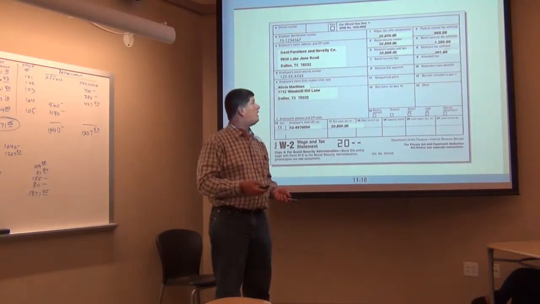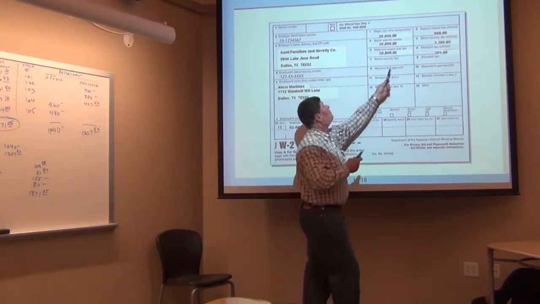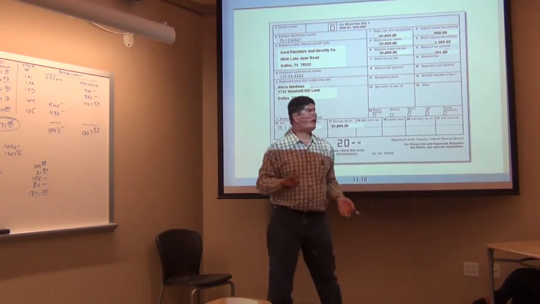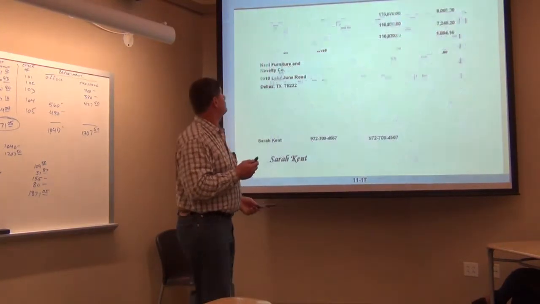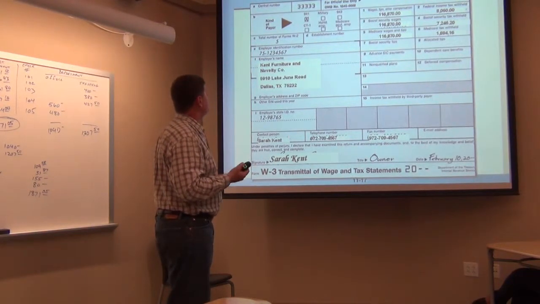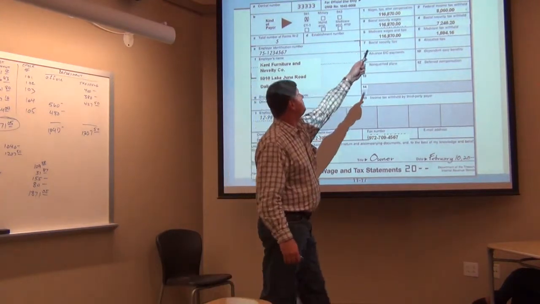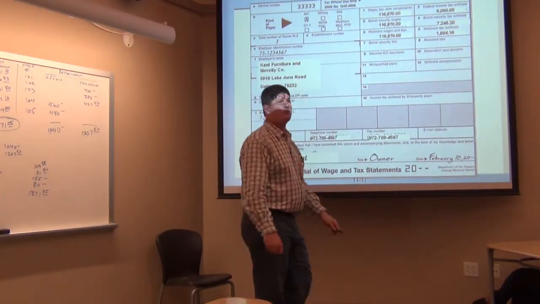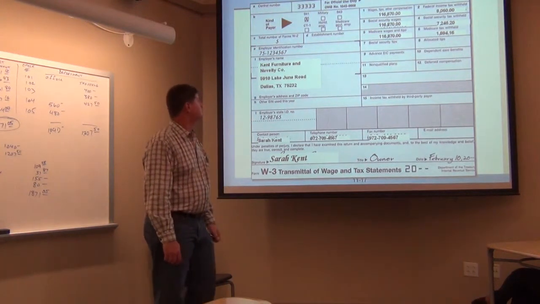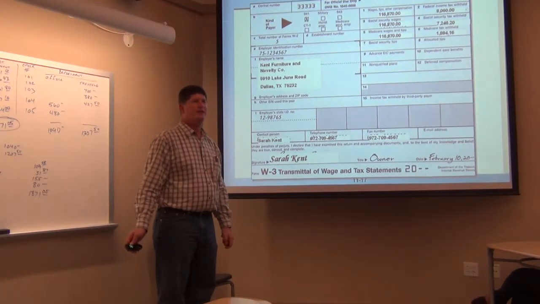Good? A W-3 looks the same, except it doesn't have an employee name, and it totals up that box for all the W-2s and plugs it into that box. I think we're going to see one here. Here you go. Here's W-3. They look almost identical, and you're totaling up all the boxes. Good? Questions? This is fun stuff, right?